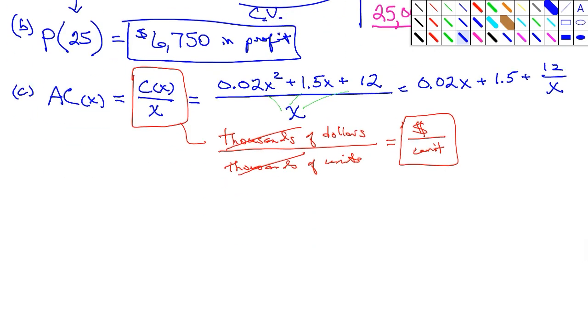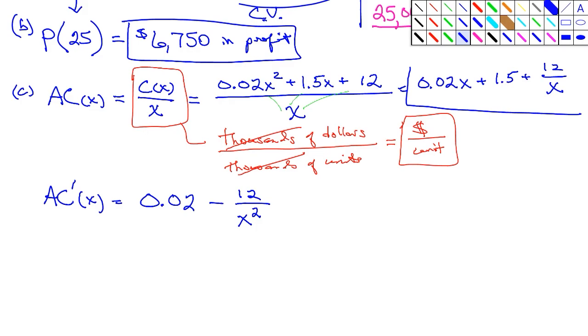So we want to find the minimum average cost. So we take a derivative, and the derivative is 0.02 minus 12 over x squared. Now you see why I opted to split this up. I didn't need the quotient rule. I just took a regular derivative, and I'm using that new trick that I taught you, and it simplifies things pretty rapidly here. All right, we set this equal to 0. Let's solve for x.